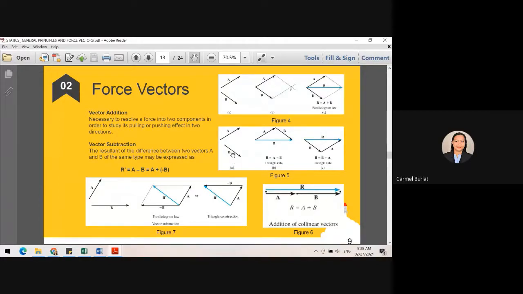The resultant of the difference between two vectors A and B of the same type may be expressed as follows. So this is the resultant of vector subtraction, R prime. Okay? Vector A minus vector B is equal to vector A plus the negative of vector B. Okay?